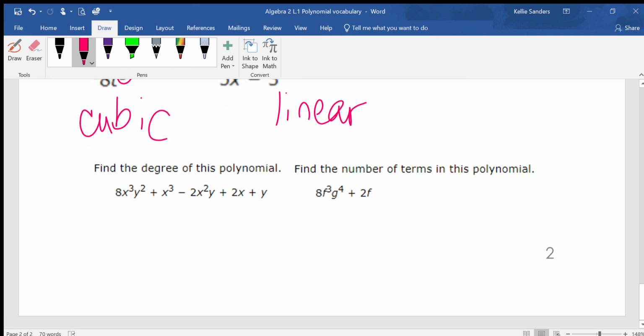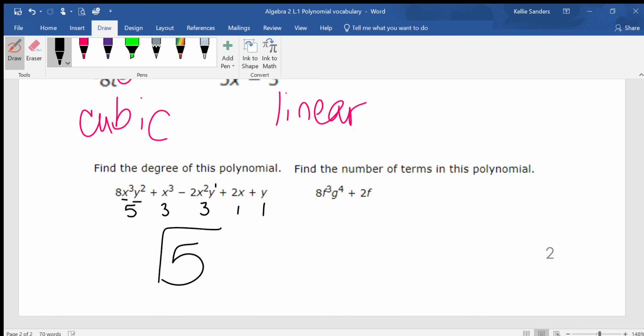Find the degree of this polynomial. So this x has 3, this y has 2, so altogether there are 5 exponents. There are 3 exponents, there are 3 exponents because this one has a 1. There's 1 exponent and 1 exponent. So our biggest number is 5, so the degree is 5. The degree of this term is 7. The degree of this term is 1, so the degree of the polynomial is 7 because 7 is the bigger number.